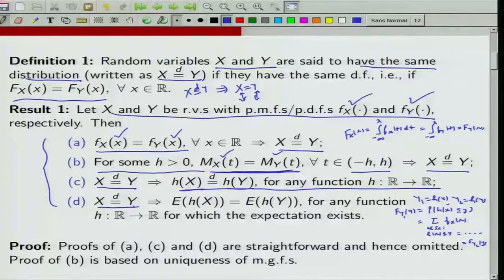If X and Y have the same distribution, then the expectation of h(X) would be the same as the expected value of h(Y) for any function h. This just follows from part C, which implies that they have the same distribution. If they have the same distribution, they have the same PDF or PMF or distribution function, so that is why the expected value has to be the same. Let us go to the next slide.